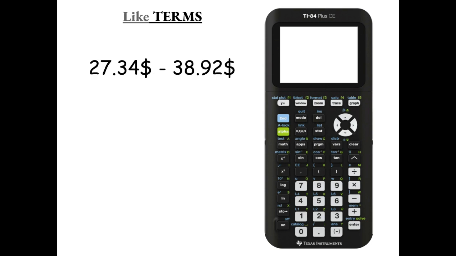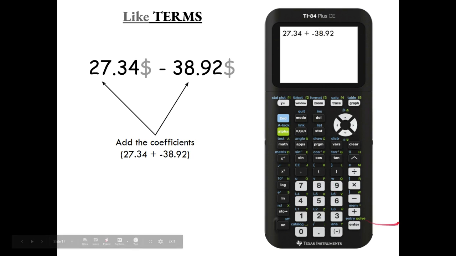We have $27.34 minus $38.92. They're both dollars, so you can just add them together. Right? If you have $5 and $2, you really have $7. So again, to add like terms, you add the coefficients together. The coefficients in this case are 27.34 and a negative 38.92. Therefore, we're adding the coefficients together. So in the calculator, we're going to do 27.34 plus a negative 38.92.